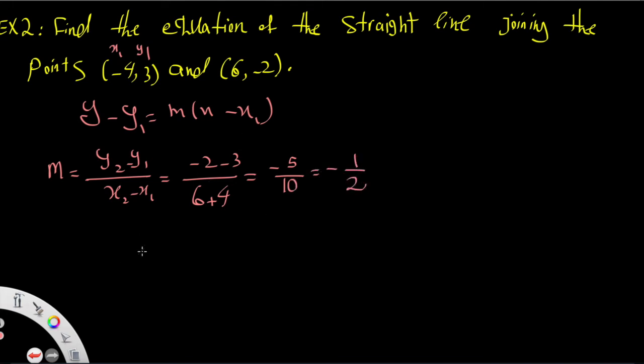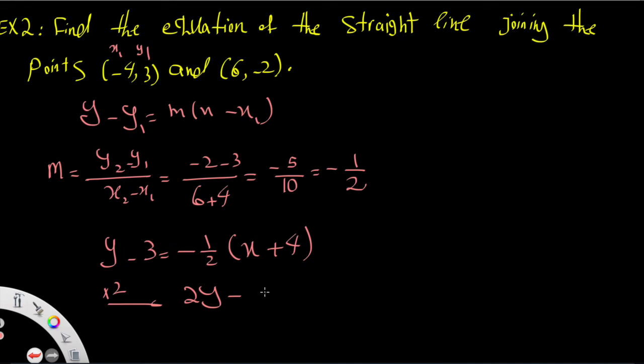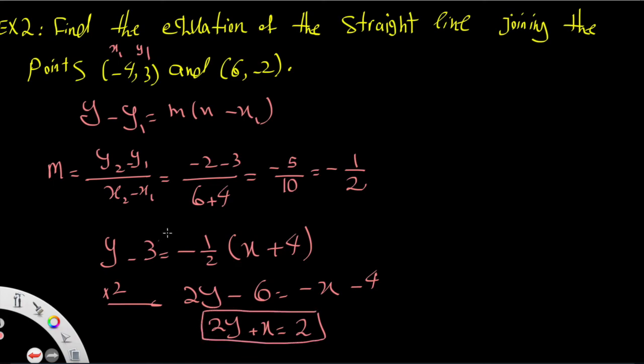Now substituting in the formula will be y minus 3 is equal to negative 1 over 2 (x minus negative 4), which is plus 4. To get rid of the fraction, I multiply both sides by 2. It will be 2y minus 6 is equal to negative (x plus 4). So 2y plus x is equal to 2. It is equation of this line.